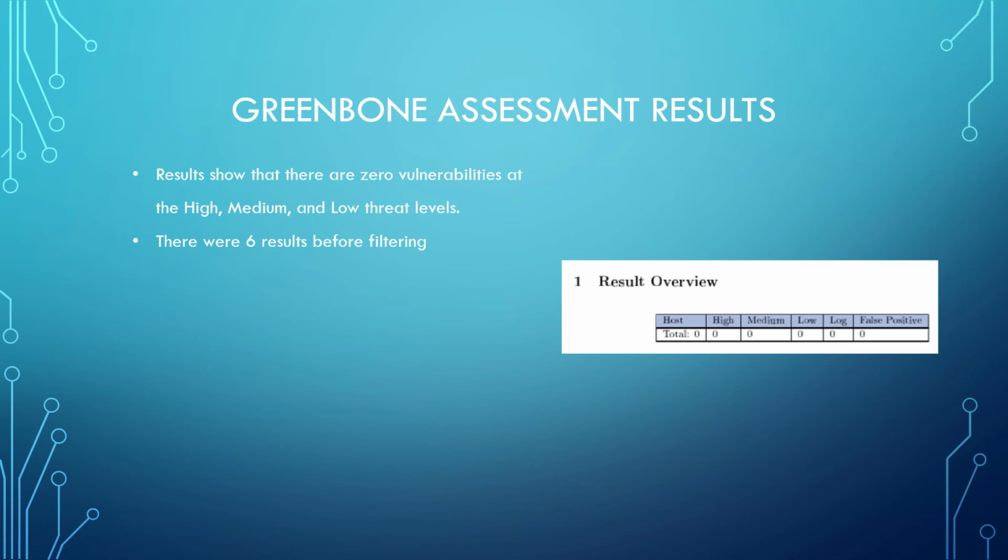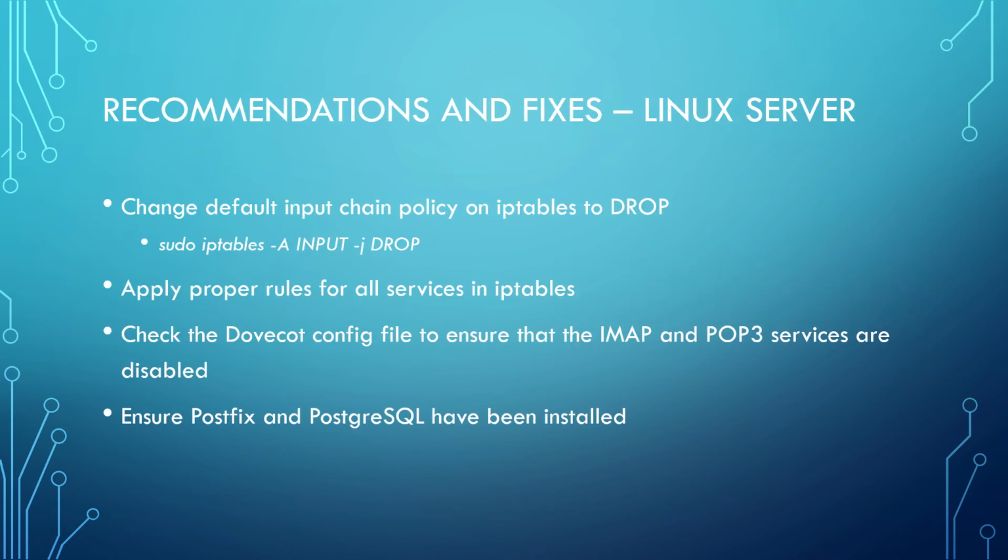So now we're going to go ahead and take a look at the recommendations and fixes for the vulnerabilities that we did find. When looking at the recommendations and fixes for the Linux server, the first and most important thing that needs to be done is changing the default input chain policy on iptables. I've gone ahead and listed the command for that, which is sudo iptables -A INPUT -j DROP.